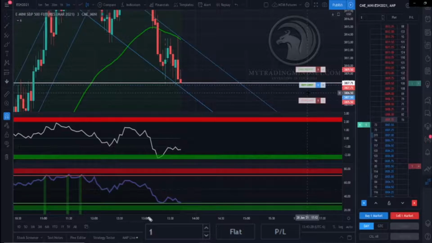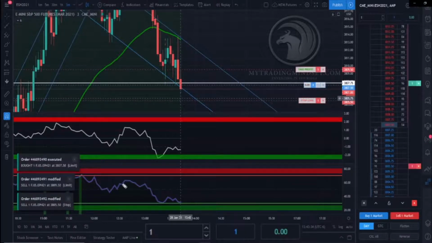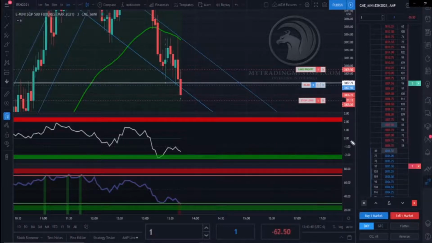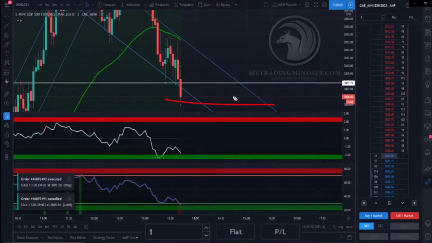Let's see. Oh no, this is the one I lost. So see how it touched my buy order? I should have reversed it. I'm still trying to get used to this reverse. And it starts coming down. There you go, touch my $100 loss. So I lost $100 on this trade.